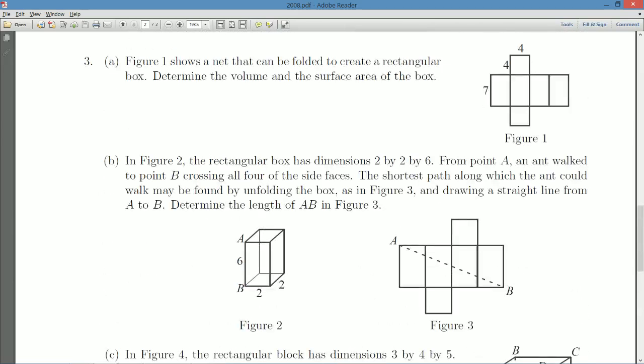Okay. So we have a little net. We have a length 7 here, so that's 7, that's 7, that's 7, that's 7. We have some 4s, so it's going to have square sides and then a rectangular build for the most part.